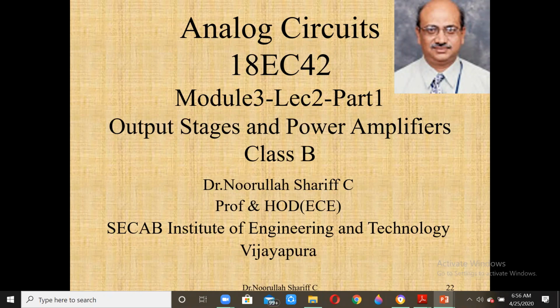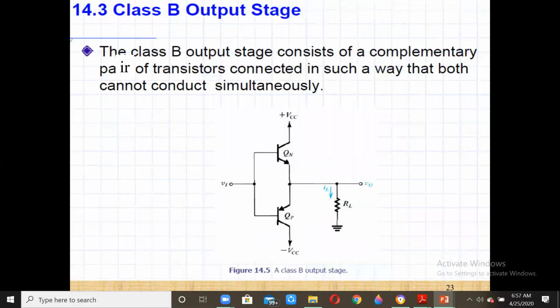We are discussing today about the Class B. In the earlier class, we considered the need for the power amplifiers, also the classification of the power amplifiers, and then the Class A power amplifiers, whose efficiency is very small, and which conduct for all the 360 degrees of the cycle. Today we are discussing the Class B power amplifier.